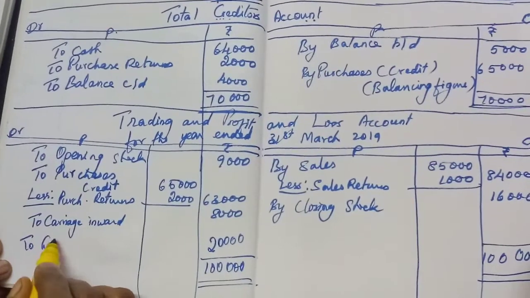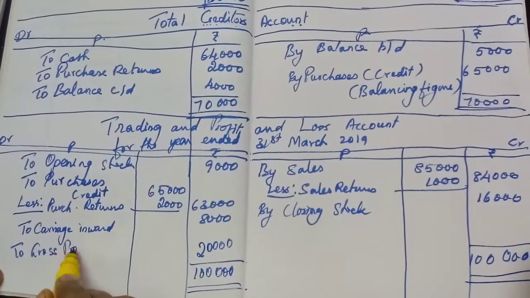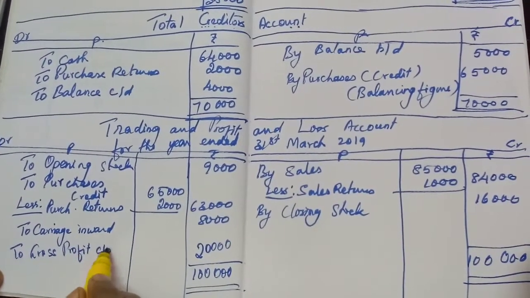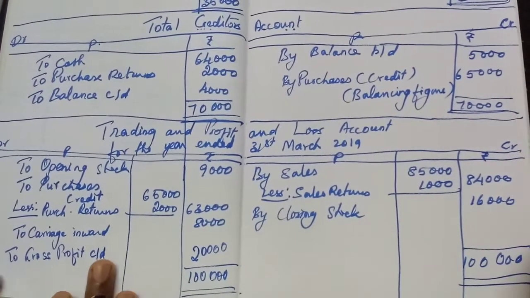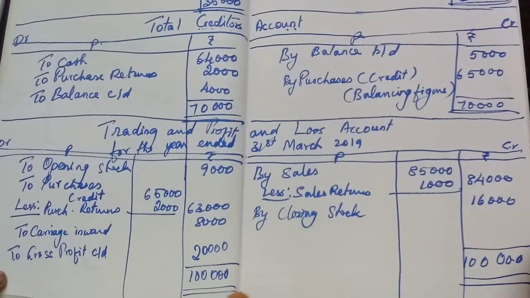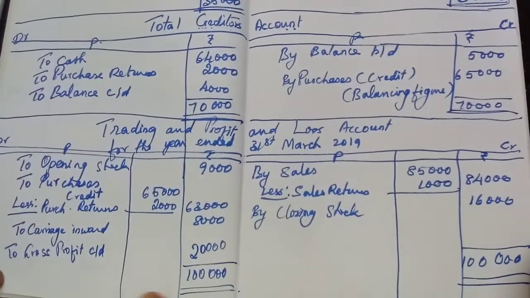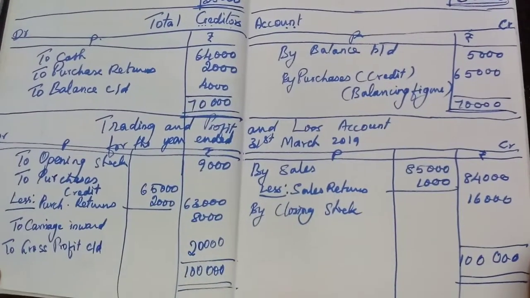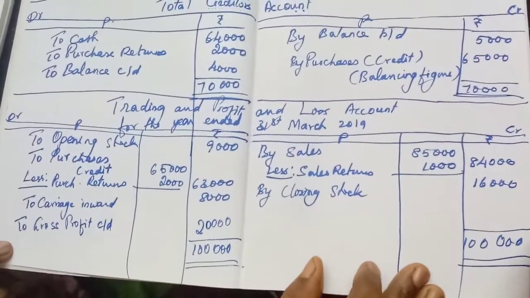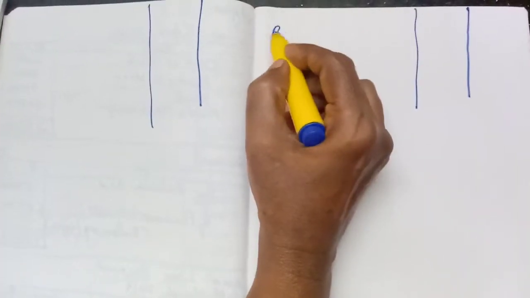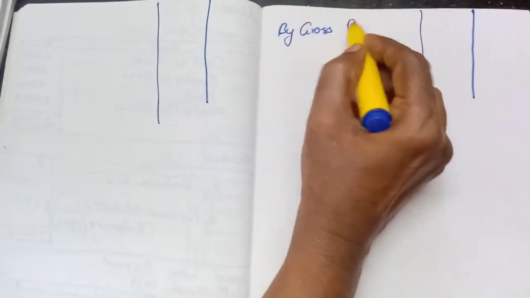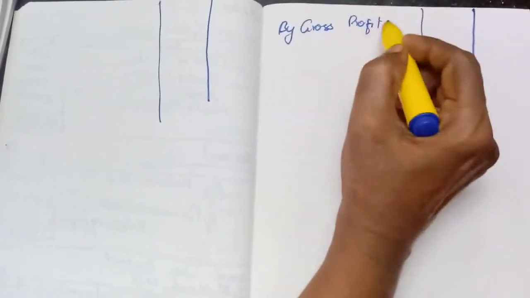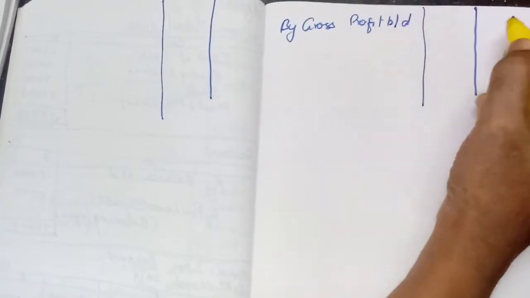How do you have to write? To gross profit carry down. Okay, that's all. Now we will write this gross profit in the profit and loss account, because it is the same account, no need to write the heading again. Here we should write. I will write in the next page. Yeah, we have to write by gross profit brought down, 20,000.